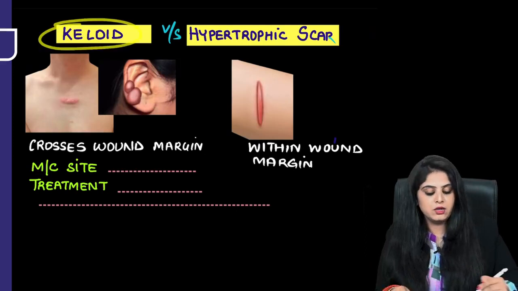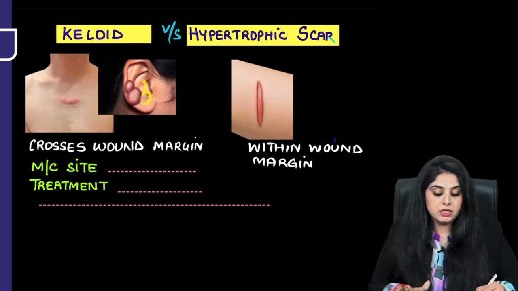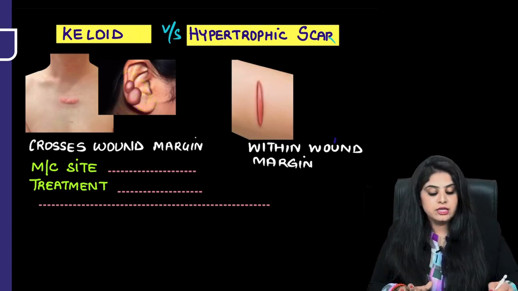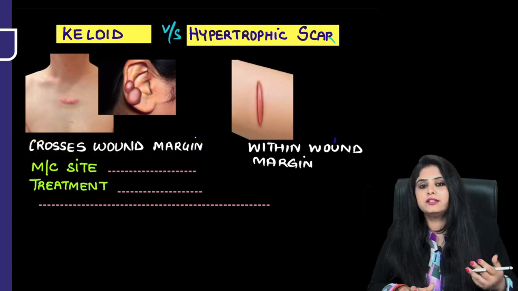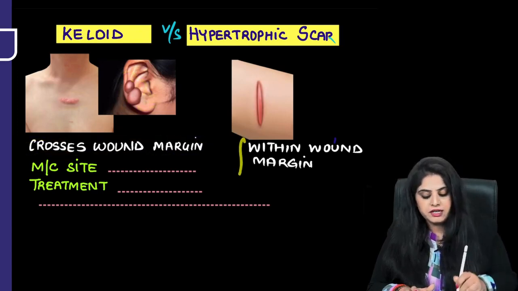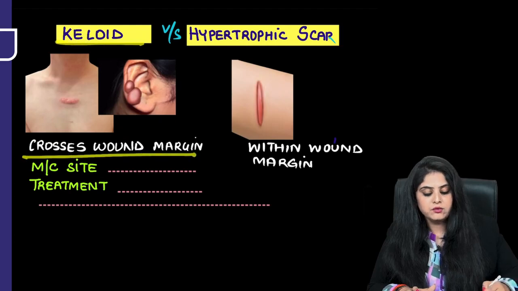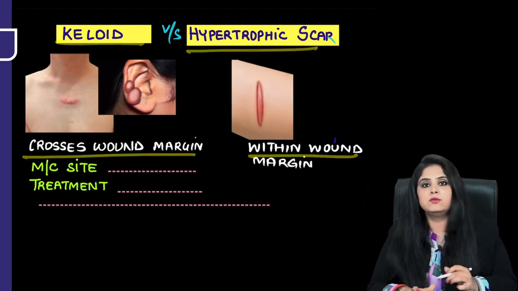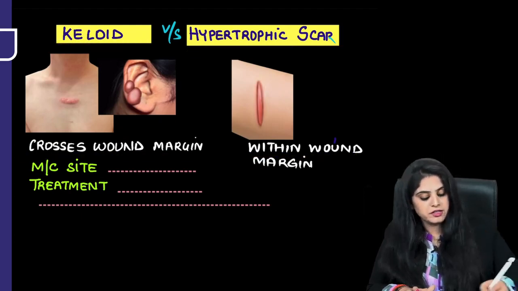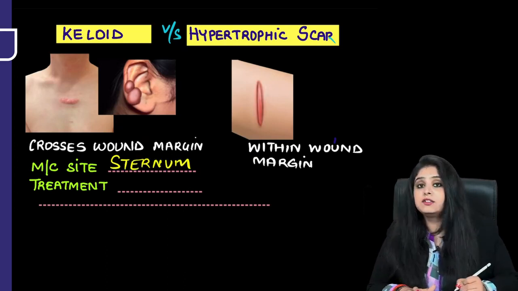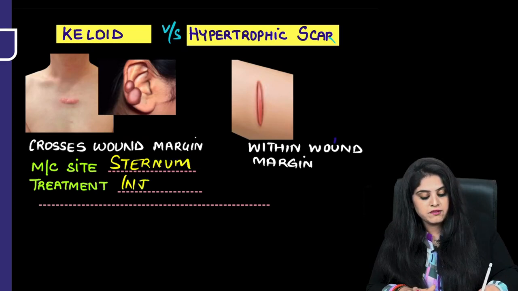So if I ask you about a keloid, how will you see it? Like piercing happened over here, one dot, but the keloid has crossed. It is so huge. Keloid on the sternum is also huge. So it crosses the wound margin. It's too aggressive. Whereas hypertrophic scar, if the incision was here, is within, a little sober. So keloid crosses the wound margin, hypertrophic scar is within the wound margin. If they ask you what is the most common site of keloid, that is the sternum. And if they ask you what is the treatment of keloid, you have to give an injection.